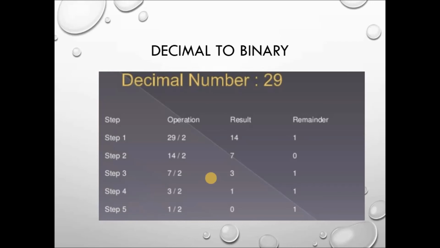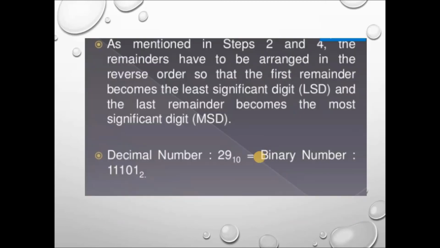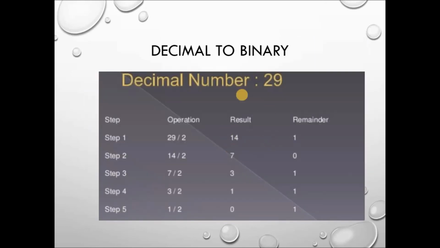7, remainder is 0. And again you divide 7 by 2, that means the result is 3, and again 1 is the remainder. 3 divided by 2, the result is 1, and the remainder again is 1. And again 1 divided by 2 is 0, remainder 1. So from here the numbers are 1 1 1 0 1. From the last you have to take the numbers.